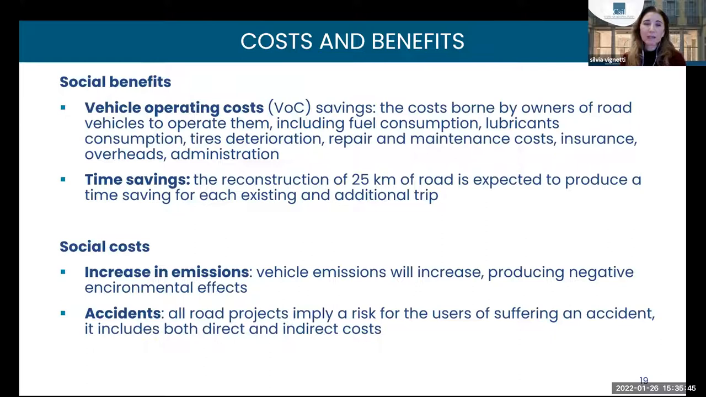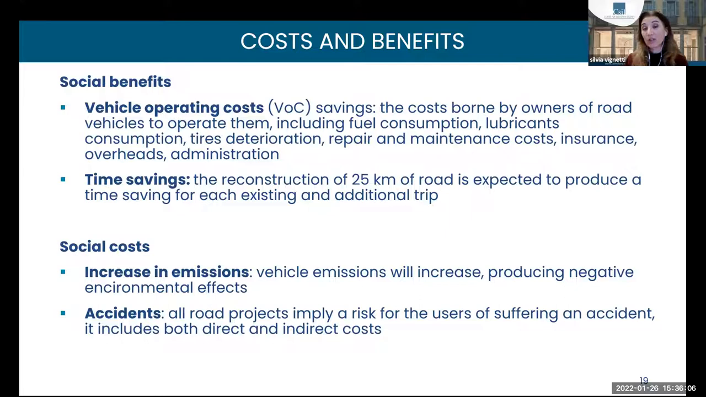So the costs and benefits: beyond the actual cost borne by the highway authority, there were some social benefits, but also social costs that were not represented in financial terms, for which no market values were available. Actually, we wanted to include them in our analysis.